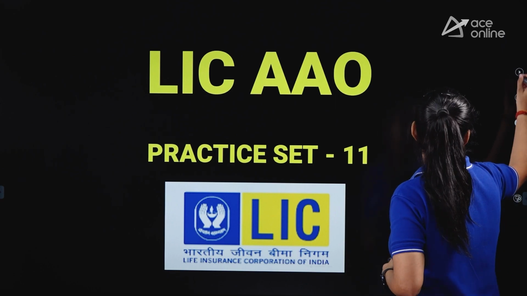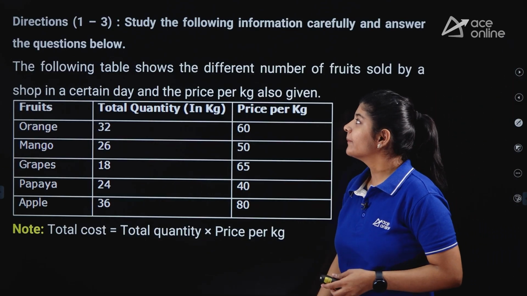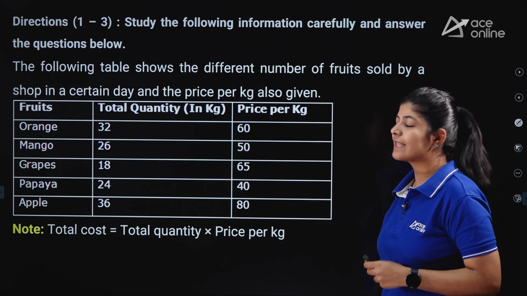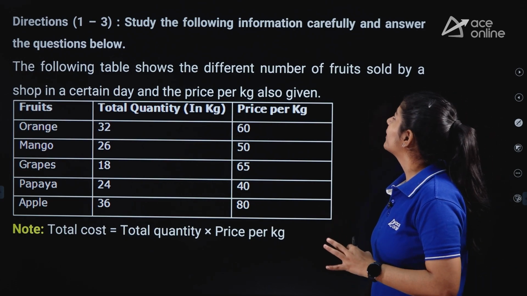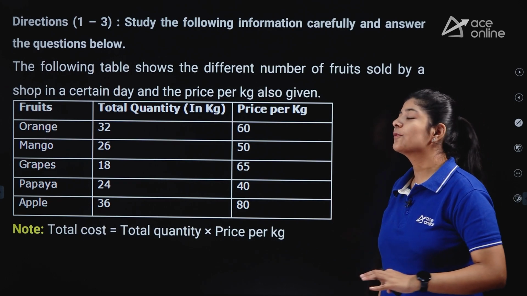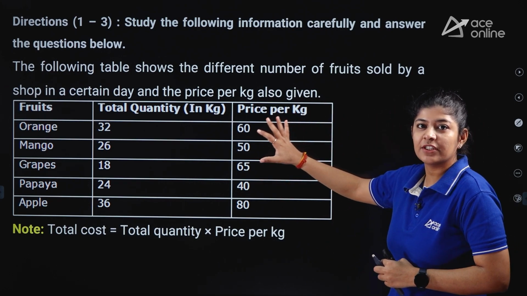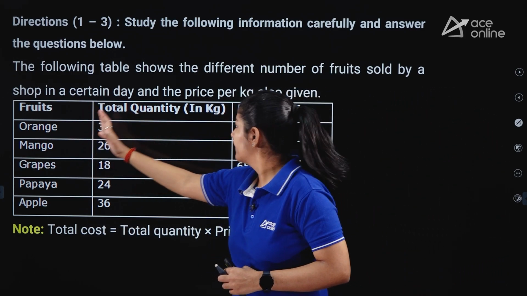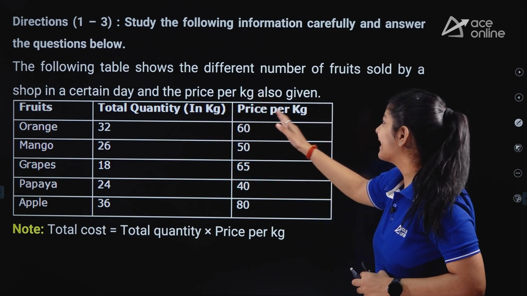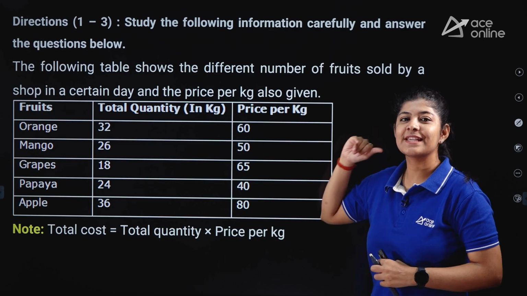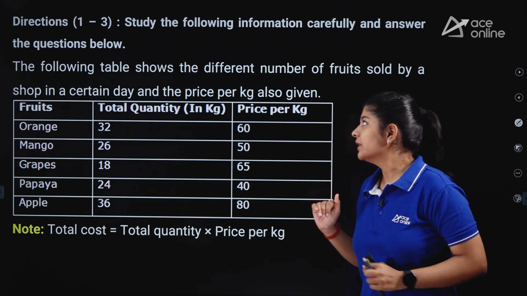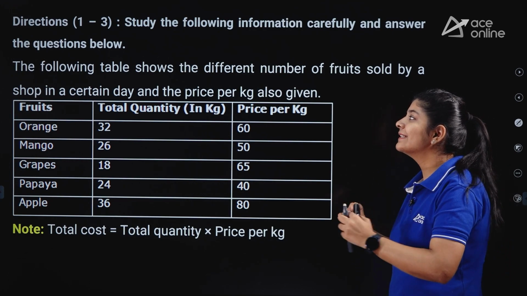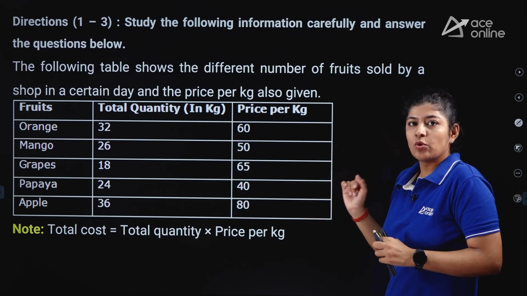Here we are having our first DI, and for this particular DI we are having 3 questions. The question says that study the following information carefully and answer the questions below. We are having a tabular DI, in which we are having a category fruits, total quantity in kgs, and price per kg. The following table shows the different number of fruits sold by a shop in a certain day and the price per kg is also given.